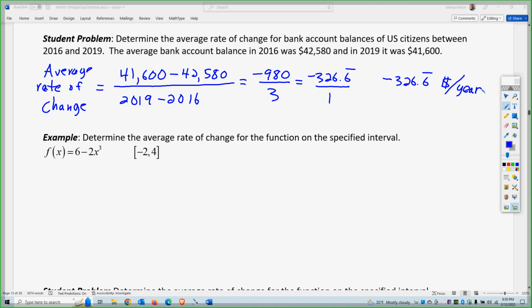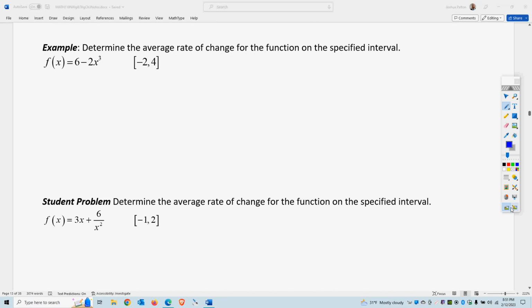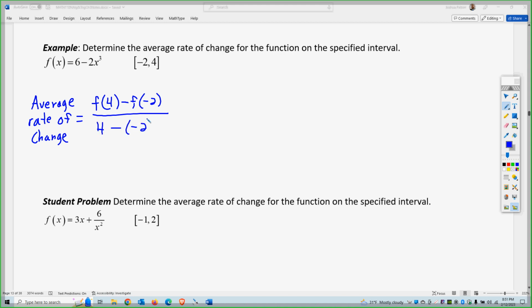Okay. All right, so we can do the same thing with functions over intervals, whether it's a graph or the function is itself. So if we want to take this function over the interval of negative 2 to 4, even though the function's domain is actually forever in both directions, we can limit it to this specific domain. So the average rate of change, okay, will be f of 4 minus f of negative 2 over 4 minus negative 2.